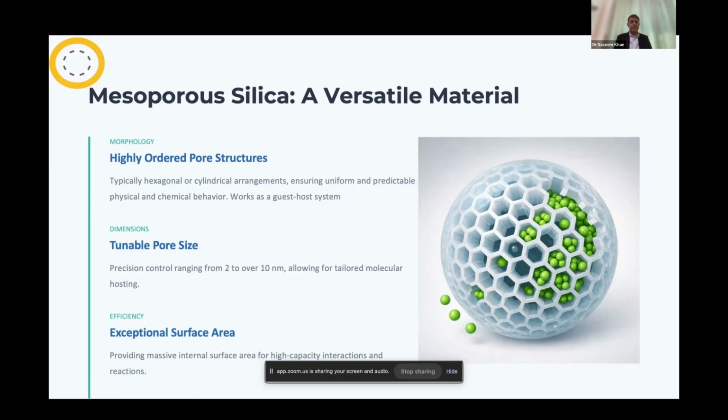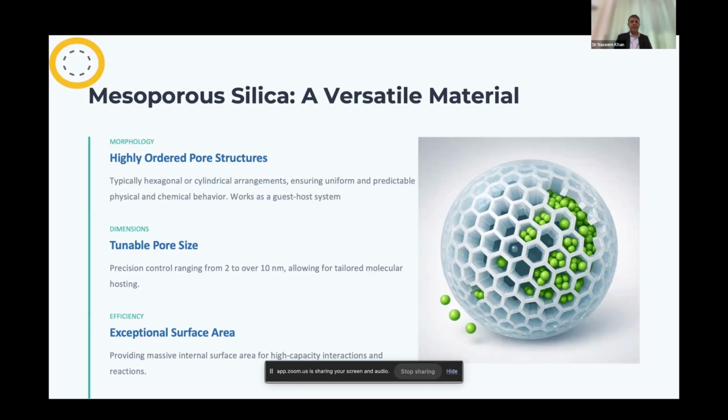This is the difference in terminology between mesoporous and simply porous. When we talk about mesoporous, it is sometimes very highly ordered and precise, so that you can have a better result. Now, the dimension has tunable pores. Mesoporous silica is very much tunable, and you are getting better results because of that.